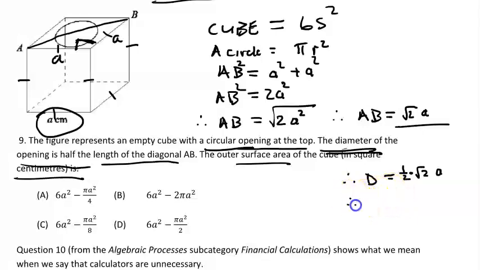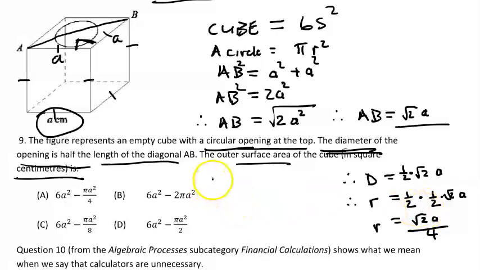So the radius will be half times root 2 times A, which is basically root 2A all over 4. So that's now your radius. Now we can work out the area, because remember that the area of a circle is pi r squared. So the area of this figure will be the area of the cube, which will be 6a squared. So we just substitute a into there.